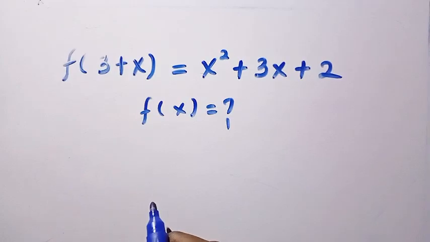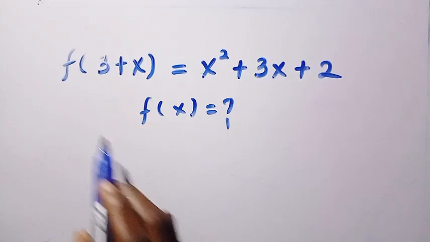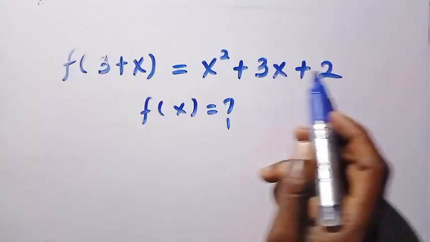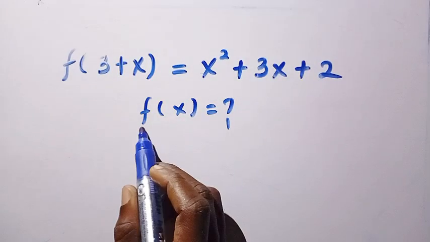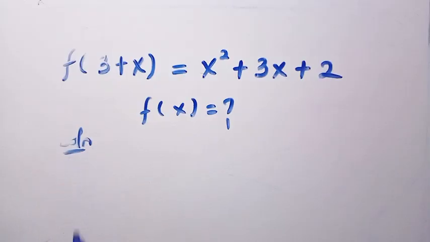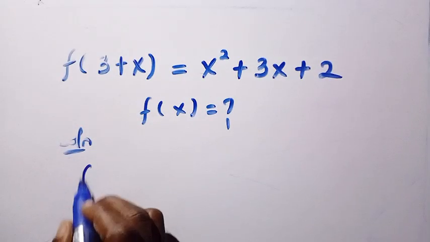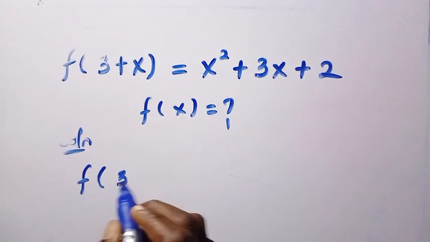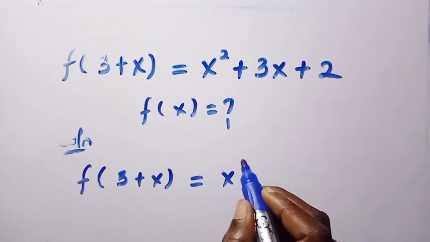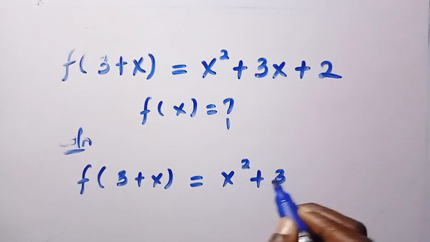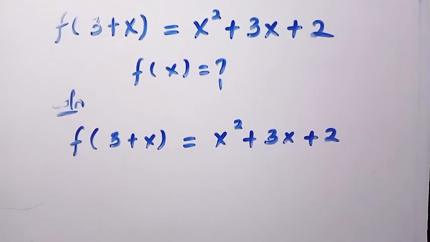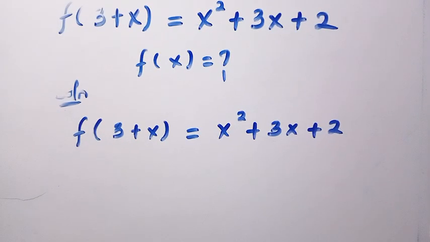Here we have these interesting functional equations. f of 3 plus x equals x squared plus 3x plus 2. And what is f of x? I will solve this in two different methods. The question says f of 3 plus x equals x squared plus 3x plus 2. So let's solve this using two methods.